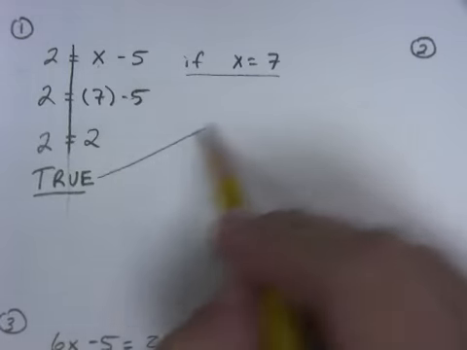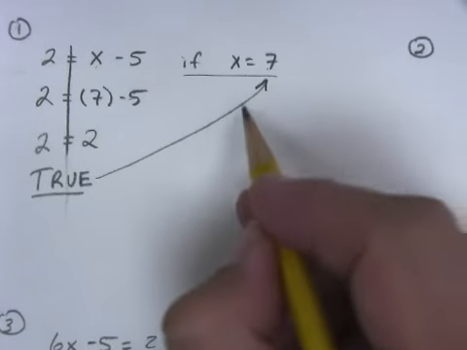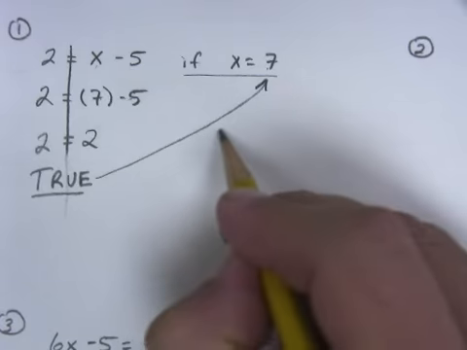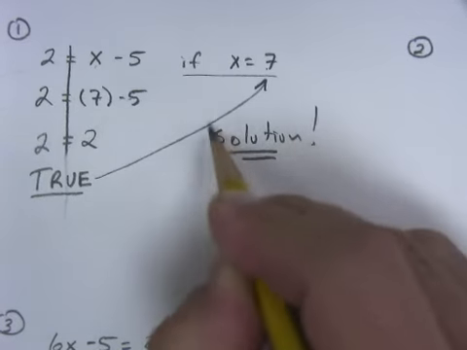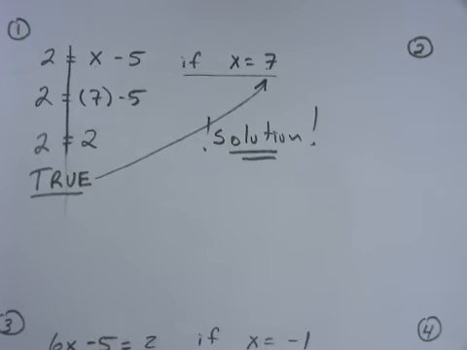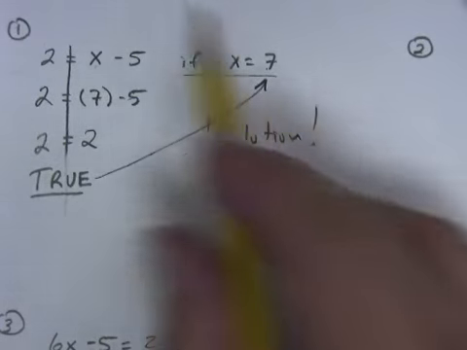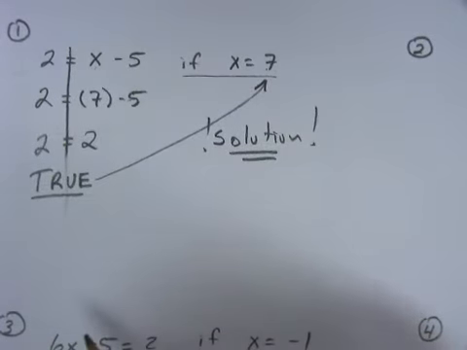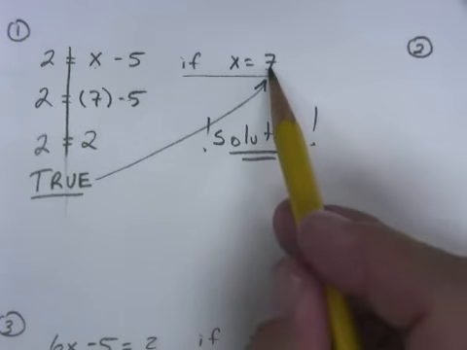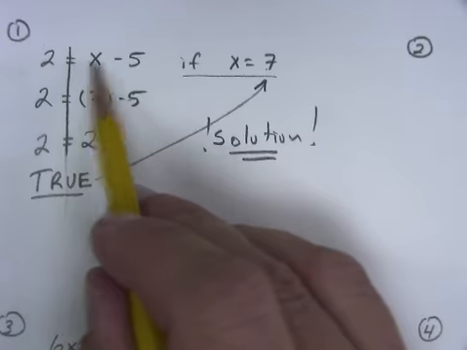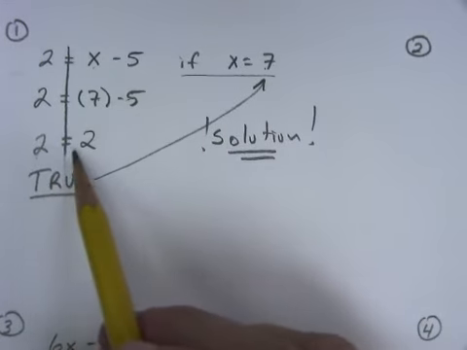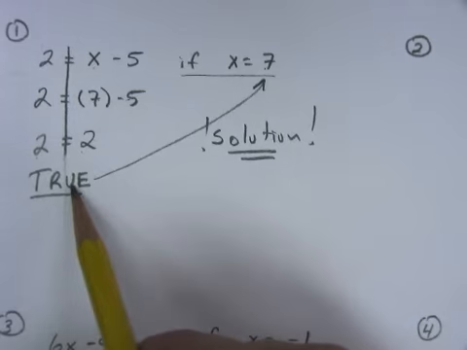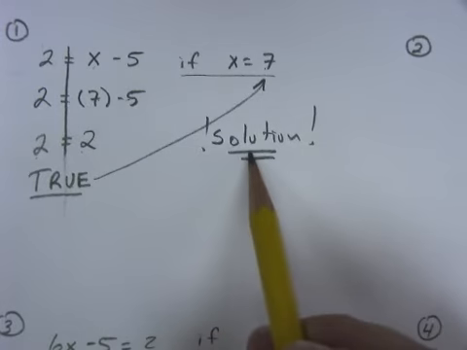And if it's a true statement, then this 7 has a special name. We call 7 a solution. And so another way of asking number 1 would be to ask, is 7 a solution of 2 equals x minus 5? If the left side and the right side come out the same, where it's true, then we would call it a solution.